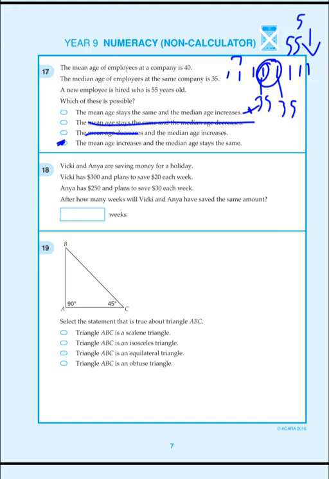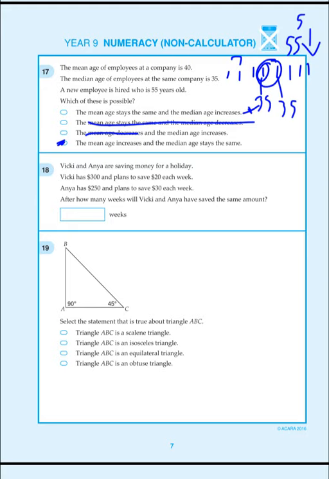Question 18. Vicky and Anya are saving money for a holiday. Vicky's got 300 and she wants to save 20 a week. Anya has 250 and wants to save 30 a week. After how many weeks will Vicky and Anya have saved the same amount?